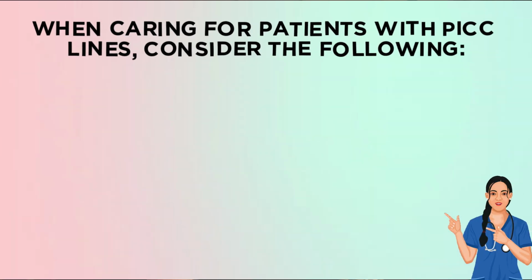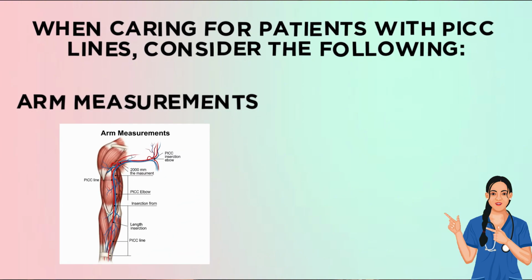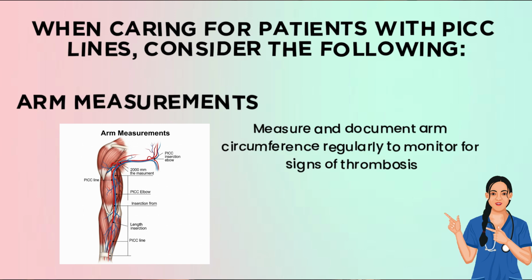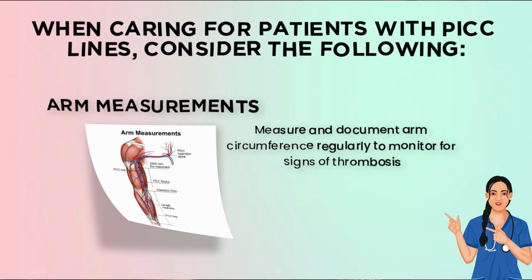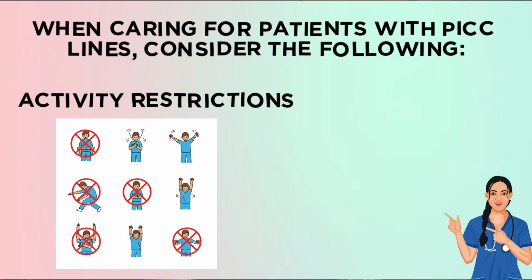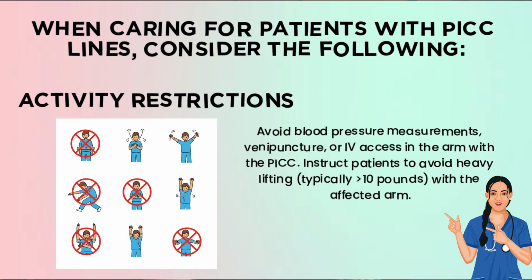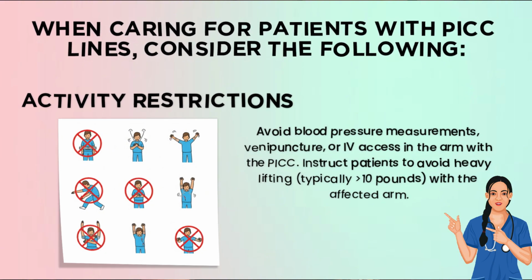When caring for patients with PICC lines, consider the following. Arm measurements: measure and document arm circumference regularly to monitor for signs of thrombosis. Activity restrictions: avoid blood pressure measurement, venipuncture, or IV access in the arm with the PICC. Instruct patients to avoid heavy lifting, typically more than 10 pounds, with the affected arm.